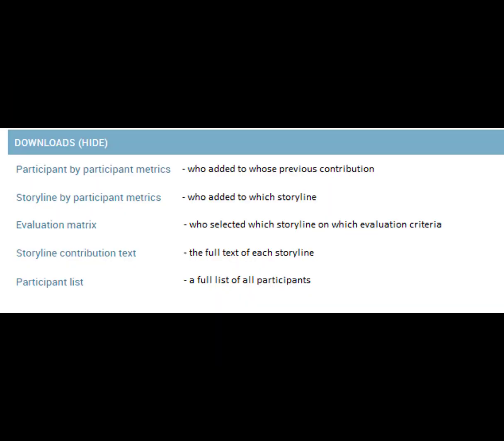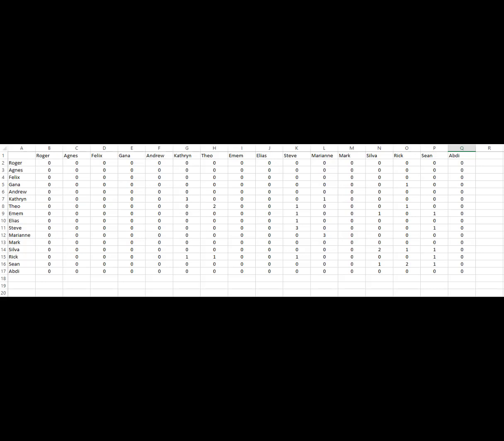After the completion of a ParEvo exercise, 5 different data sets can be downloaded, which document different aspects of the ParEvo process. The first data set is a participants times participants matrix. In this matrix, a cell value indicates the number of times the row participant has added a contribution to a previous contribution by the column participant. In social network analysis, this is known as an adjacency matrix.